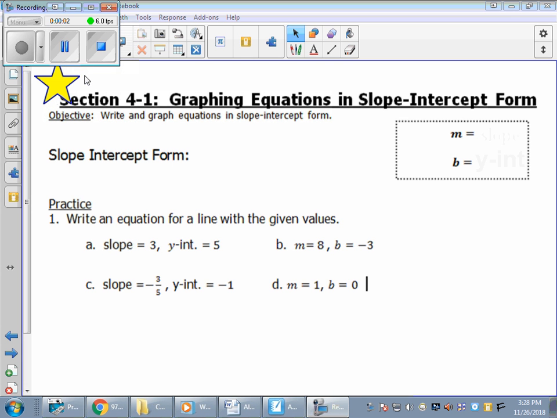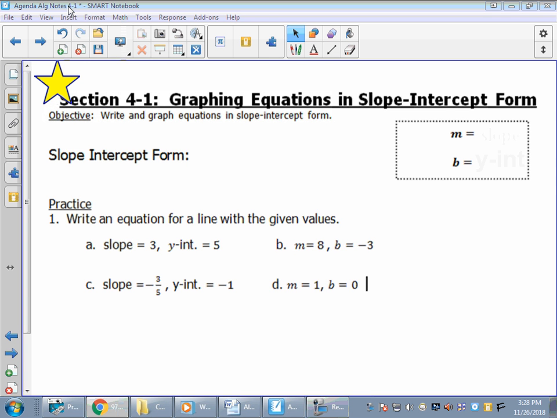All right, people, we are into chapter 4, and we're going to be in section 4.1 here to start it off. And this is graphing equations in slope-intercept form. Okay, so an important section here, and we're excited about it.